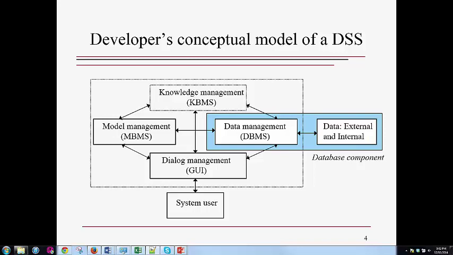The last main component that is sometimes included in a decision support system is the knowledge-based management system, or KBMS. This provides the functionality to automate some aspects of the decision-making process by storing derived if-then rules so that certain types of decisions can actually be made by the system to reduce the cognitive load on the decision-maker.